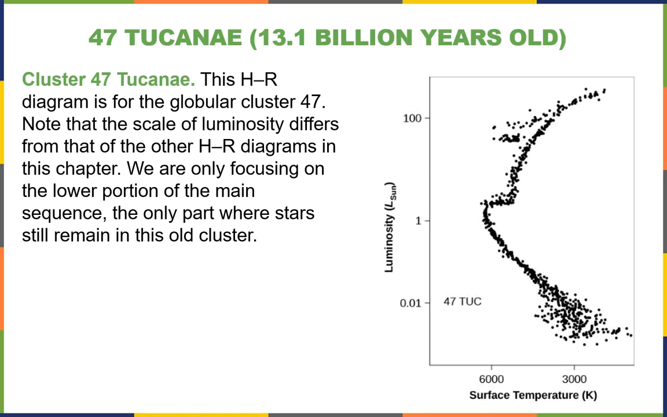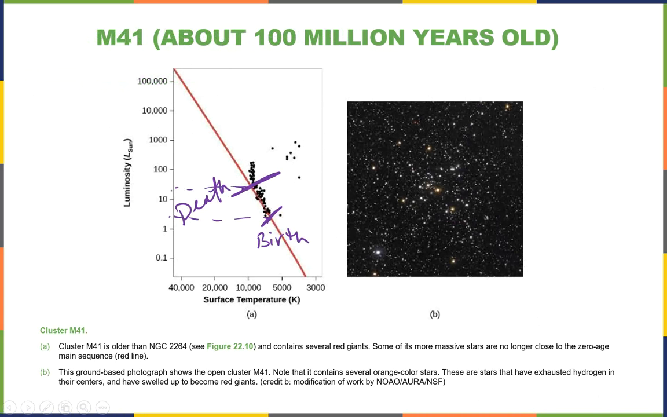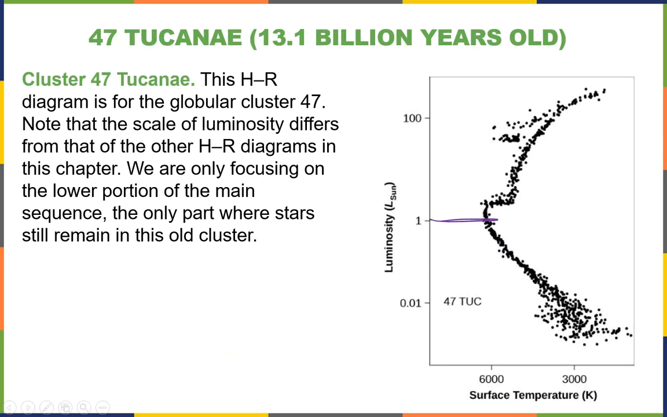Here is, once again, real data from 47 Tucanae. Notice this is very different for the luminosities. Here is a luminosity of 1. Actually, yeah, that was luminosity, not mass. My mistake there. I said mass instead of luminosity. Luminosities of about 1 solar luminosity, temperature of about 1 solar temperature. Makes sense. We have those on the main sequence, but the death point is right there.